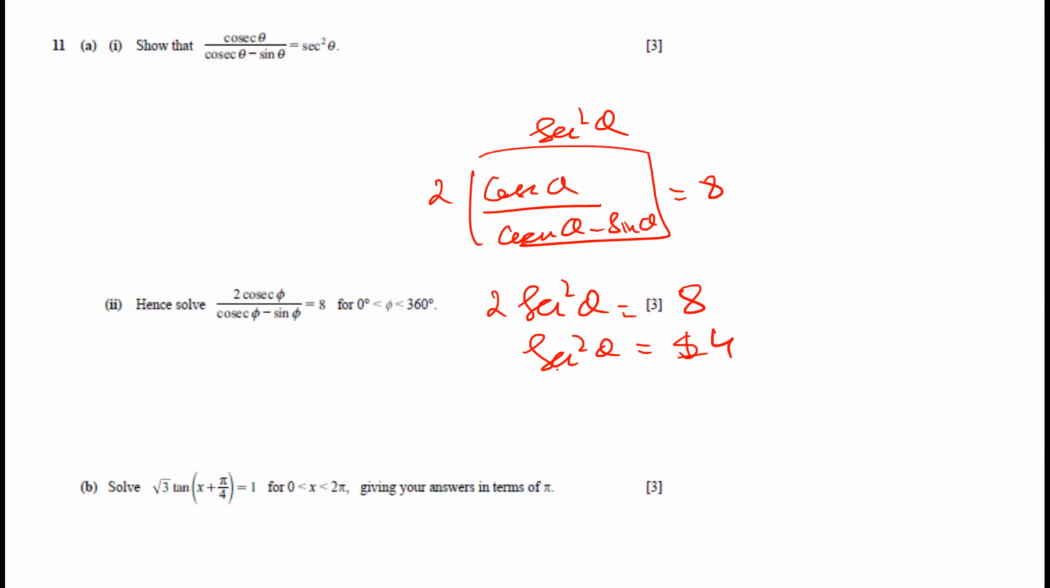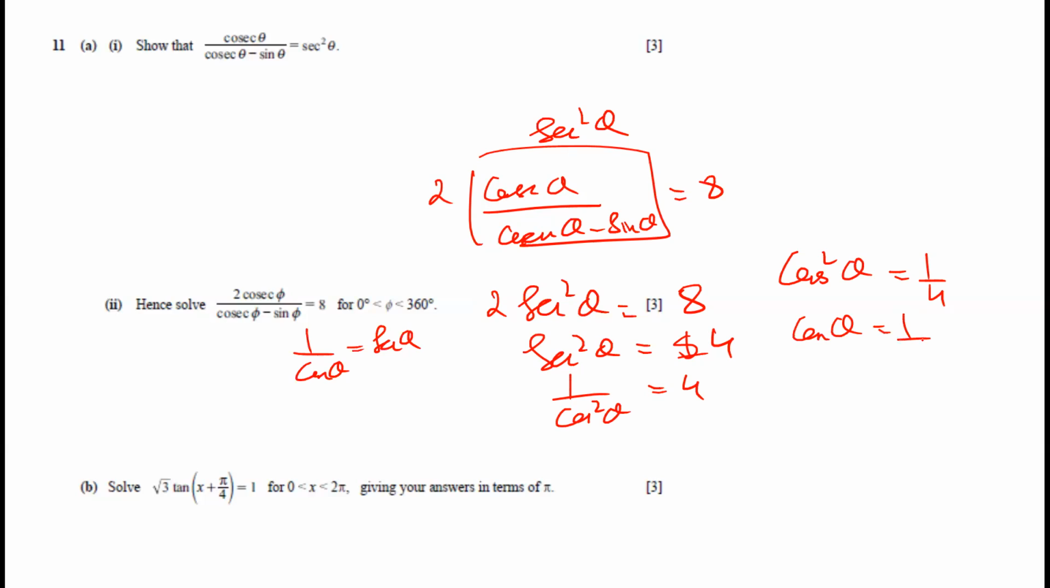So we know that 1 upon cos theta equals sec theta. Then sec square theta would be equal to 1 upon cos square theta equals 4. So cos square theta equals 1 upon 4. So cos theta would be plus minus 1 upon 2.